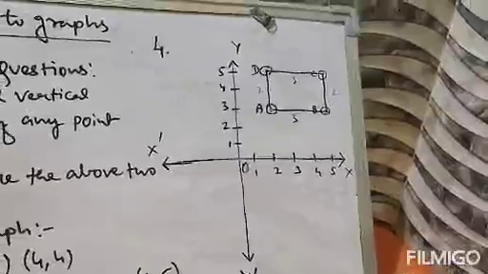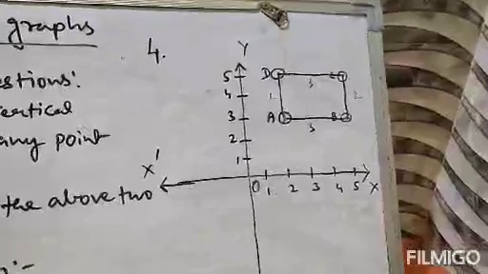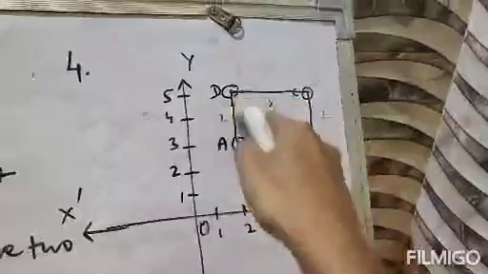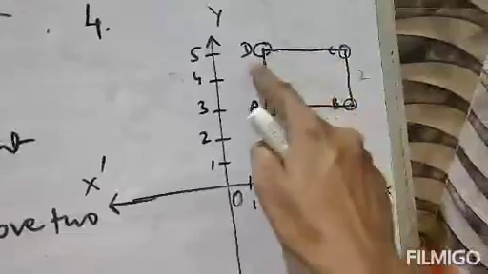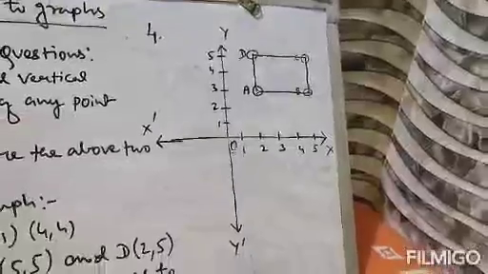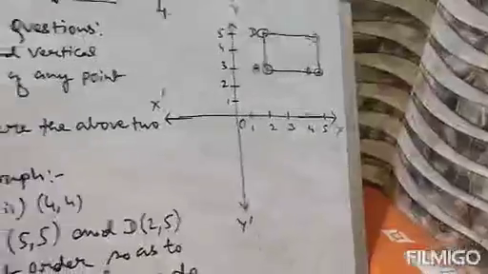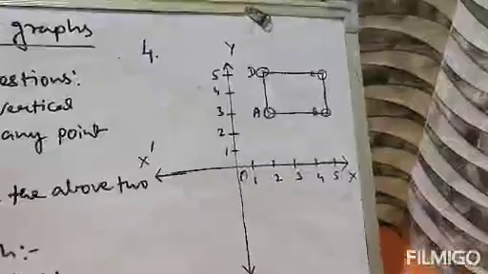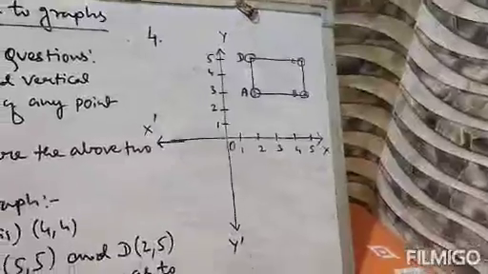If it is a square, then all sides must be of the same length. But all sides are not the same. This is length, so the lengths are equal, and this is breadth, so the breadths are equal. That means it is a rectangle. It is not a square. So by measuring each line segment, we can easily find out whether it is a square or a rectangle. That means the given figure is a rectangle, or you can also write the given figure is a quadrilateral, because it is a closed figure bounded by 4 sides. More precisely, it is a rectangle.